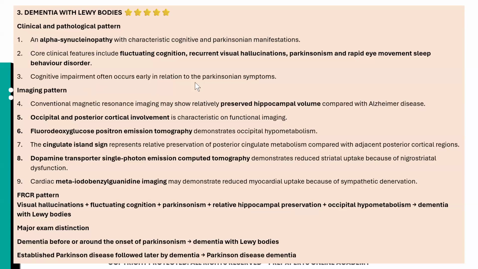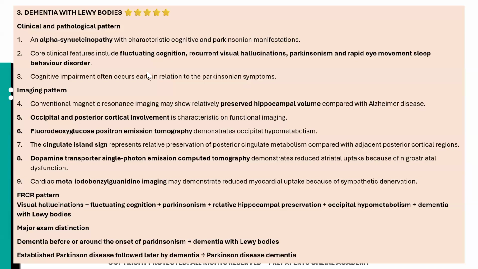Cognitive impairment occurs early in relation to Parkinson's symptoms. So actually what they're trying to tell you is that in this disease there is going to be cognitive impairment and dementia, and there are going to be Parkinson-like symptoms. We know that Parkinson's is basically your muscular issues, your abnormal tone, your abnormal movement disorders. These symptoms will appear in dementia with Lewy bodies. What is happening here in conventional MRI? It will show your preserved hippocampus, not like Alzheimer's. So the hippocampus is preserved here.